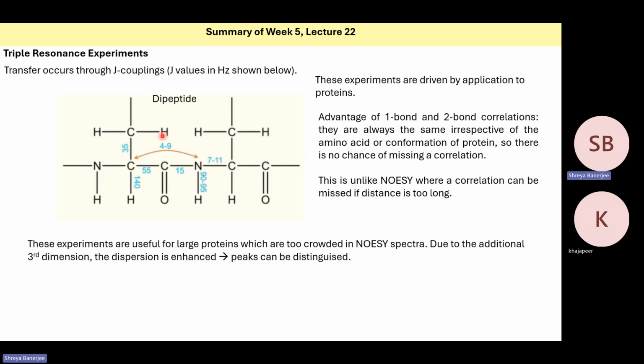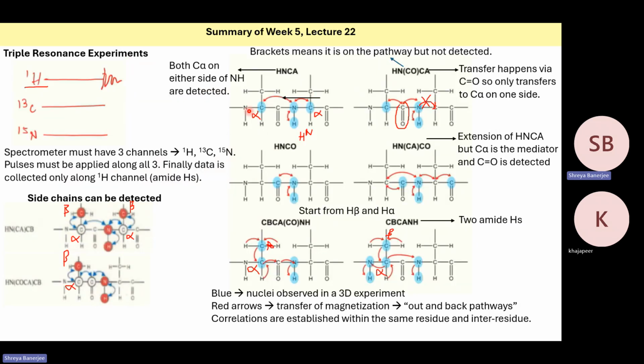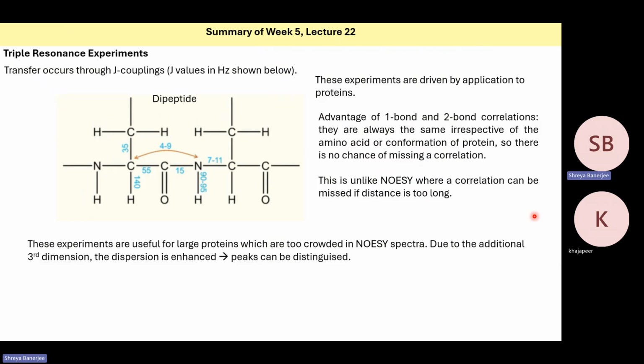So the transfer that is occurring in these triple resonance experiments, all these transfers we have shown by different arrows, is basically through the J coupling values. And the J coupling values are shown in hertz here. So mostly these are single bond coupling. This C beta, C alpha is single bond, C alpha CO is single bond. There's only one two bond coupling here shown by this arrow, which is from C alpha to NH.